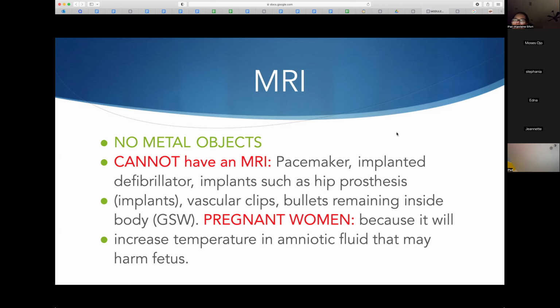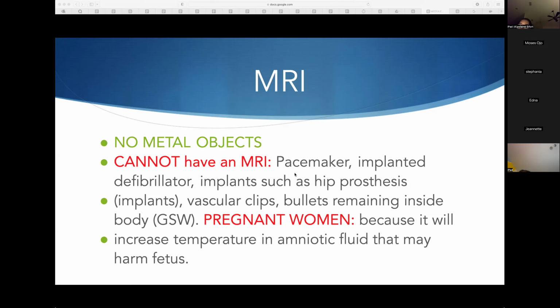No pacemakers, implanted defibrillators, implants, vascular clips, or bullets, because some people have a gunshot wound and chose not to remove the bullet, maybe the surgeon thought it safer for the bullet to stay. Any patient with a history of a gunshot wound with the bullet inside can never have an MRI. Let's say, God forbid, the bullet is in their brain. If you bring them in the MRI room, the bullet's coming out. Also, MRI, no pregnant woman, because it can increase the temperature of the amniotic fluid and can harm the fetus.